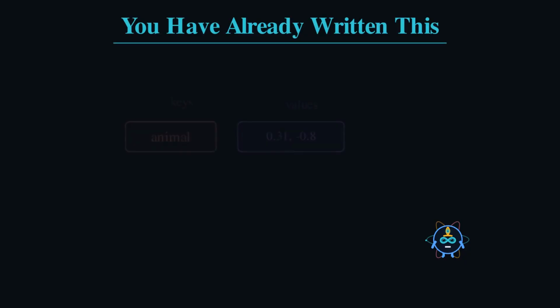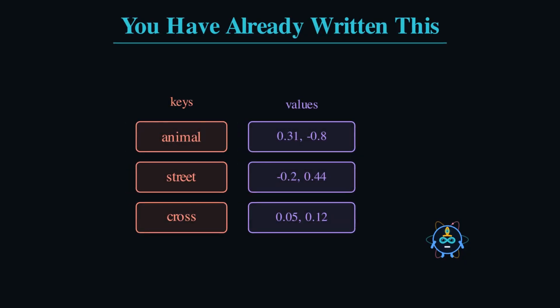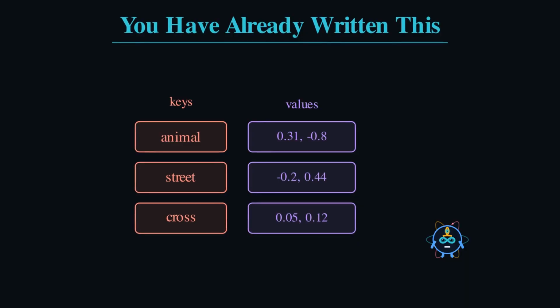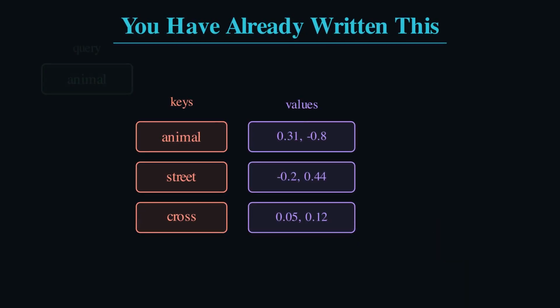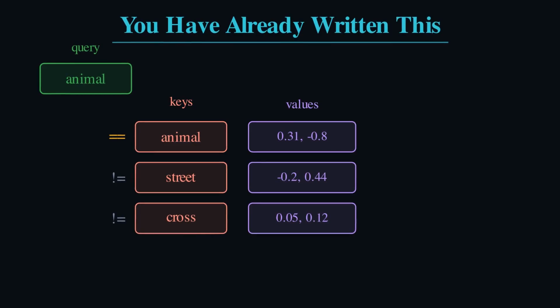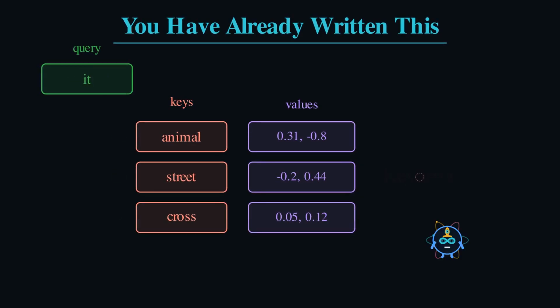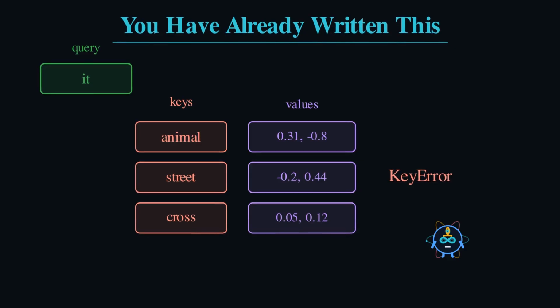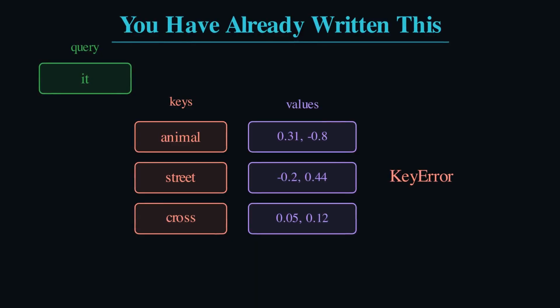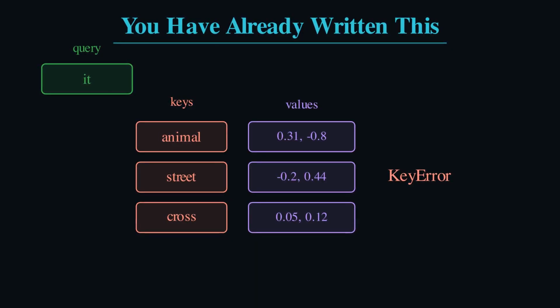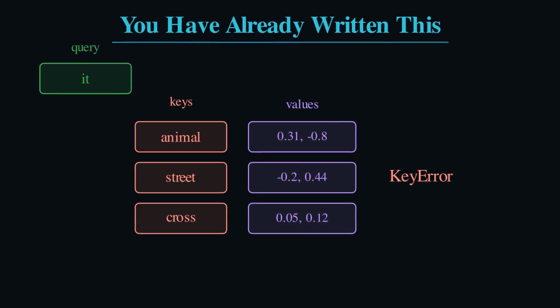You have already written this. It is a hash map with one line changed. If you have ever written a hash map or a dictionary, you already know most of this. Keys on the left, values on the right. You hand it a query. It walks the keys, tests each one for equality, and hands back the one value that matched. Now ask it for the word it. Nothing in the table equals it, so the lookup throws. And that is exactly the problem language has. The word you want is never spelled the same as the word you are holding.